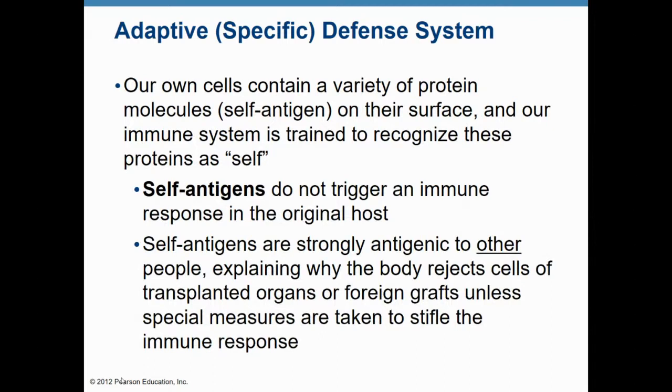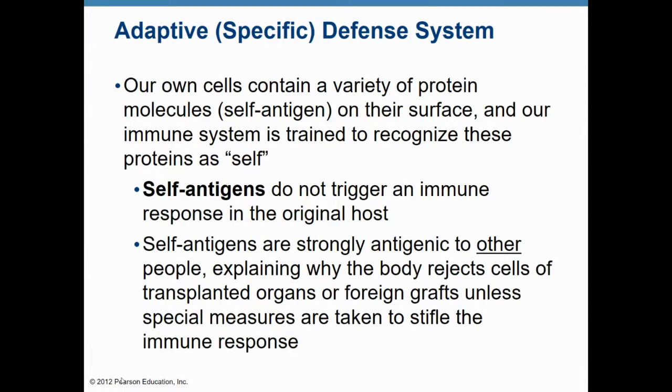Now, our own cells are going to be decorated with a variety of proteins on the surface of the cell, embedded in the plasma membrane. And our immune system is trained to recognize those proteins as self. So it's kind of like when you're in the Army, you're trained to recognize your friends versus foe, right? You learn to recognize your uniform versus somebody who's in a different uniform.